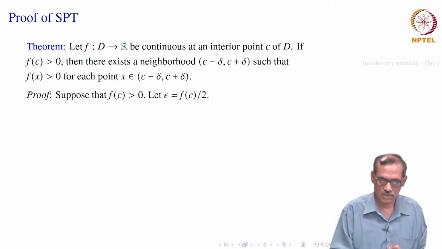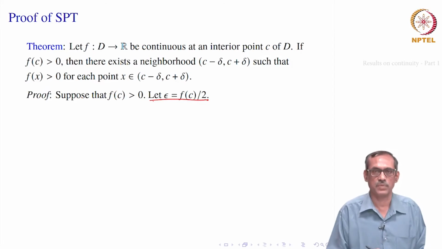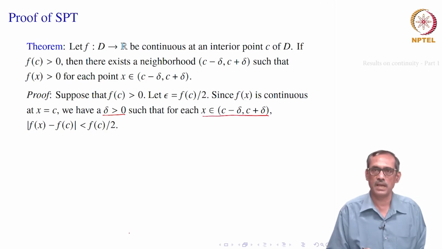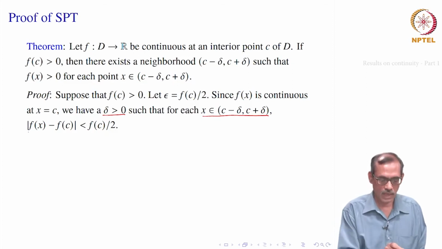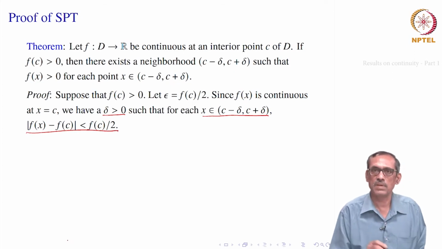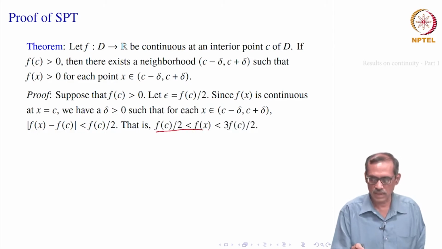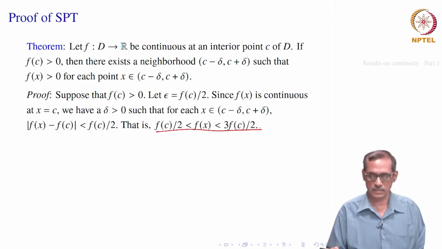We will see what is the advantage of choosing that. Suppose f of c is bigger than 0. Now, let us take epsilon equal to f of c by 2, the difference from 0 to f of c, f of c by 2. Now, for this epsilon, since f is continuous, there is a delta greater than 0 such that whenever x belongs to c minus delta to c plus delta, this neighborhood, we have the difference of f of x and f of c less than epsilon, which is f of c by 2. Now, if you rewrite this as an inequality, this says f of c minus f of c by 2 is less than f of x, which is less than f of c plus f of c by 2, which gives you f of c by 2 less than f of x less than 3 f of c by 2, right.